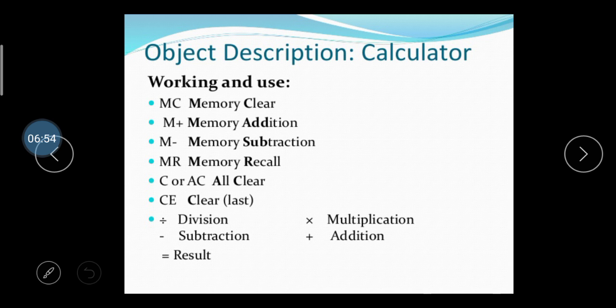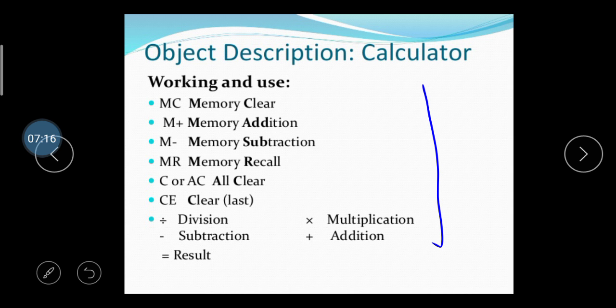Whatever you have to work in it. Then the division, subtraction, result, multiplication and addition. So you can see here, first of all we have to give the object idea, then we have to give the diagram, and then the working process of the object.